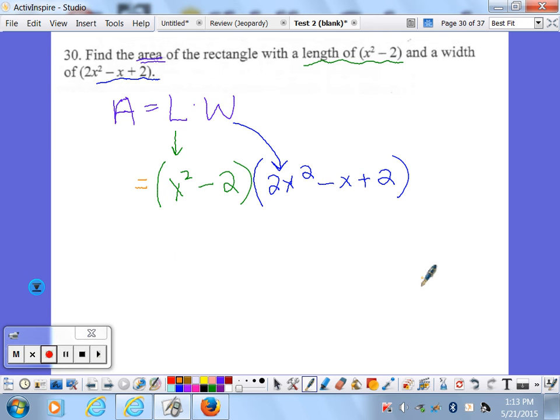So remember, when we are multiplying, we multiply the coefficients. We keep the base, which is our variable, and then we add the exponents. All right, go ahead.